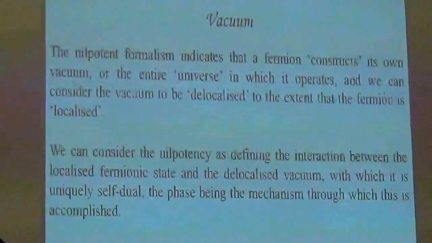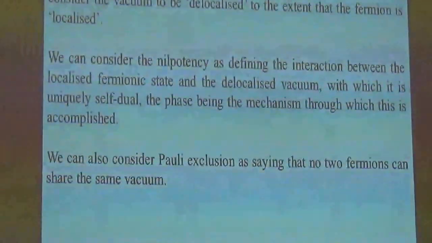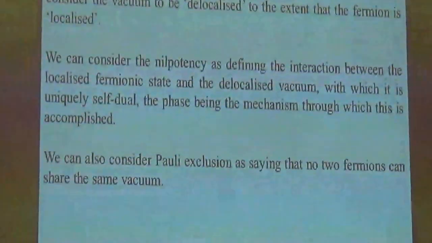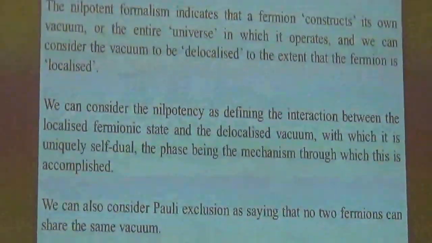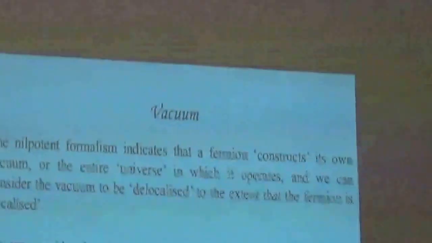And so, we can add it up to nothing, or we can multiply it to nothing, which are the two things that we need to do. So the fermion constructs its own vacuum on the entire universe in which it operates. So the vacuum is delocalized, and the fermion is localized. So it's uniquely self-dual with this, and the phase is the mechanism through which this is accomplished. We could also say Pauli exclusion means no two fermions can share the same vacuum.